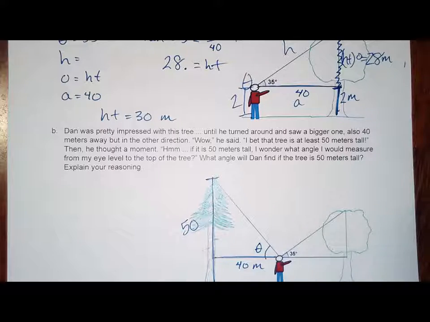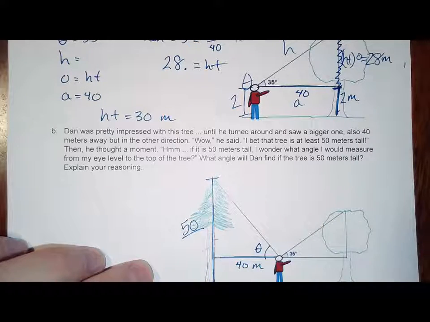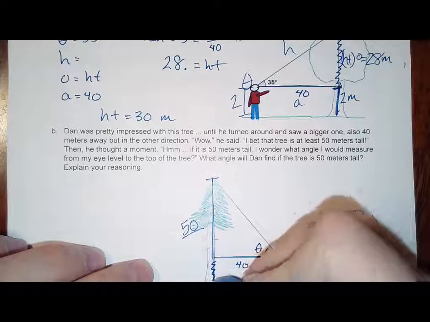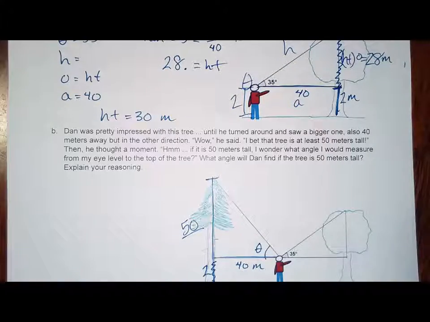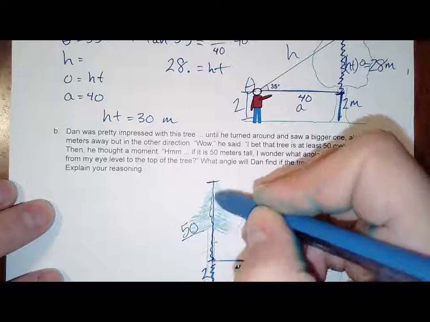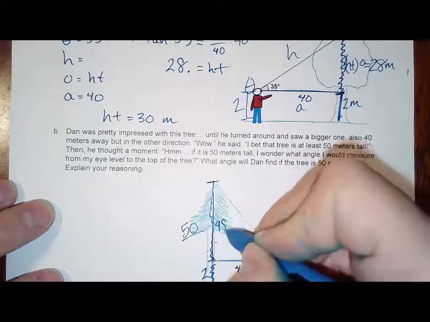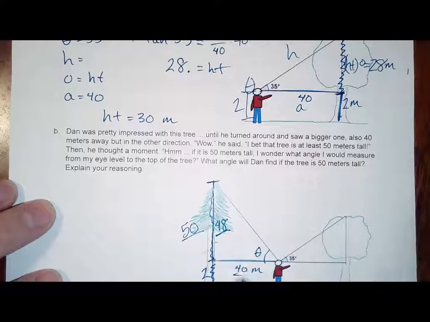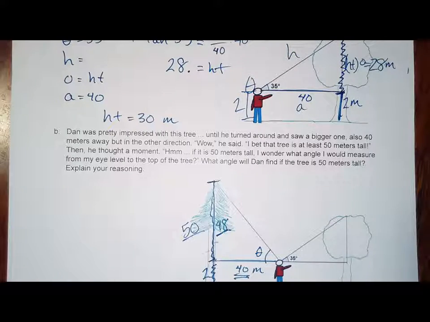Well, we need to find that angle. And by the way, if the tree is 50 meters tall, this segment right here is not part of the triangle that we're using. So don't get caught in the trap. Think about the smartness of this problem. You're looking for 48 and 40 to be side lengths that we compare.